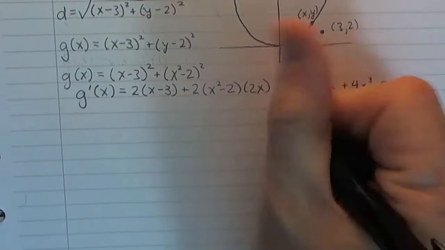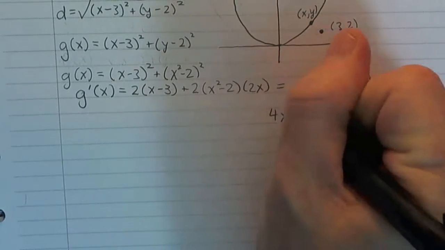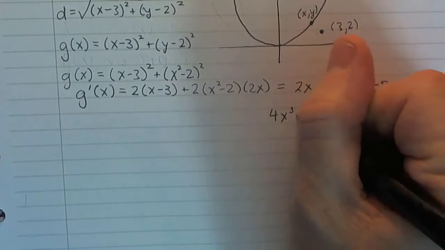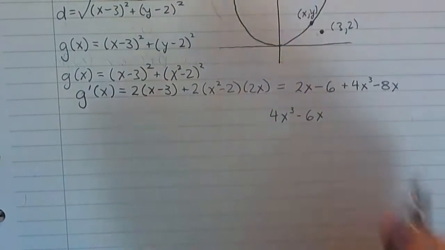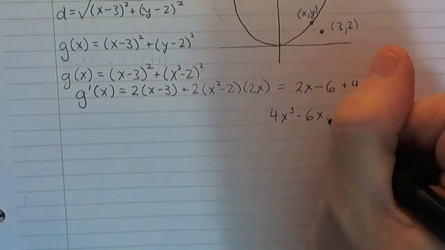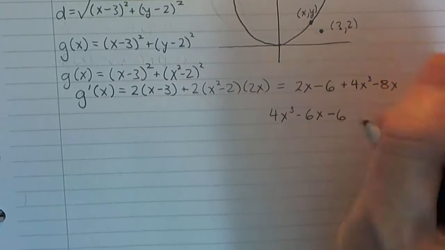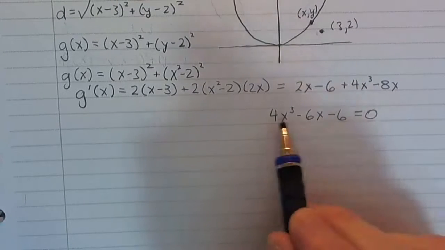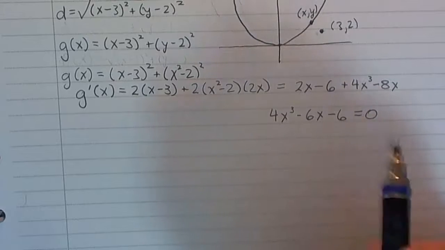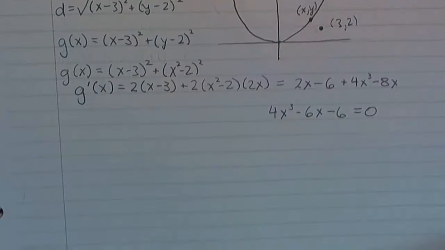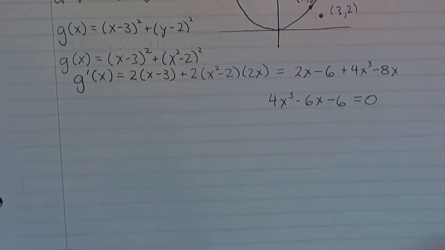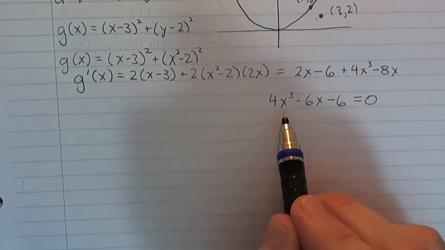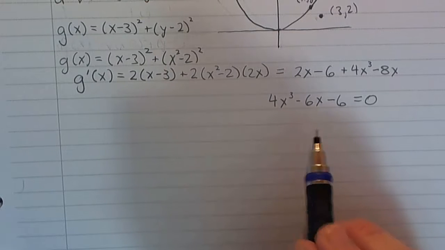Okay, so let's see what that gives us. That's going to give us 4x cubed minus 6x minus 6, and we set all that equal to 0. So let's just make sure: 4x cubed minus 6x minus 6. Yeah, there it is. Now this is one that we have to solve for x, and that will give us what we're looking for.